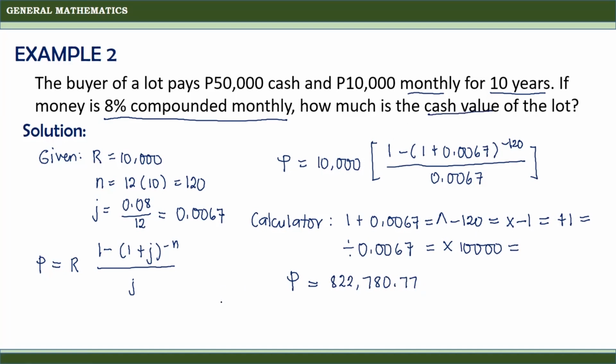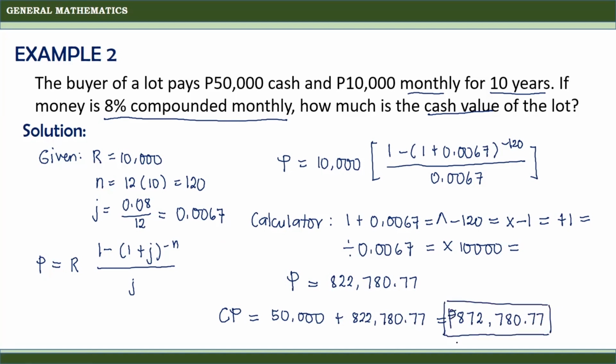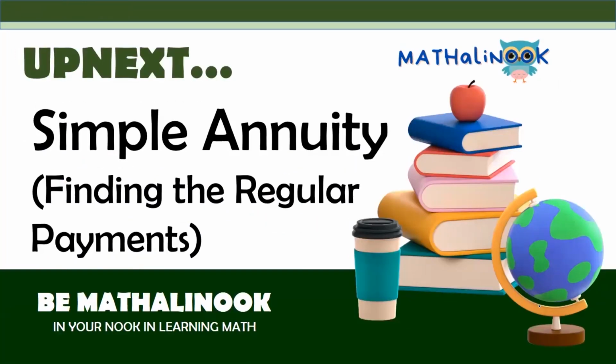The cash value is equal to the down payment plus the present value. Therefore, the cash price or the cash value is equal to 50,000 plus 822,780.77, which is equal to 872,780.77 pesos. Therefore, the cash value of the lot is 872,780.77. I hope that you have understood the lesson.